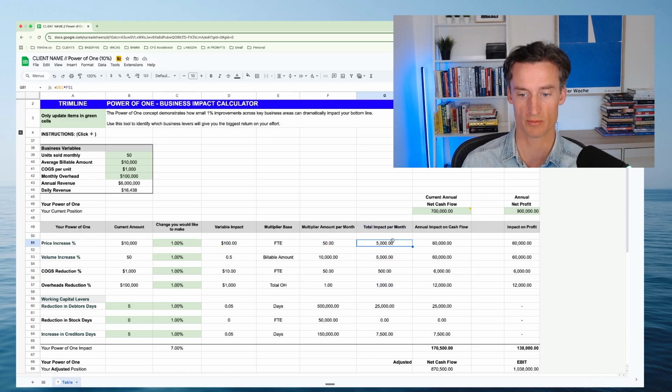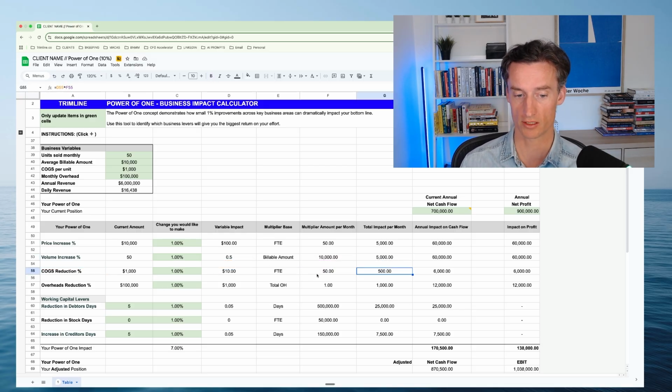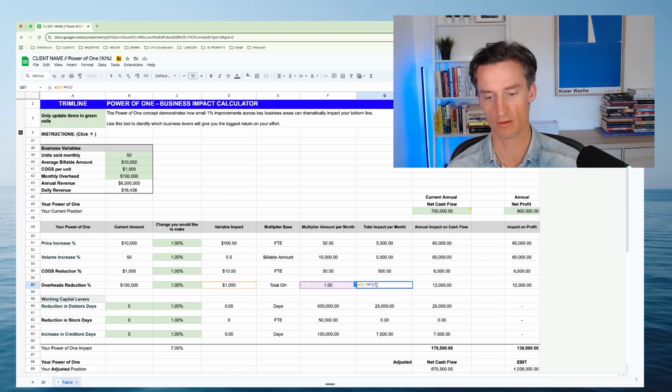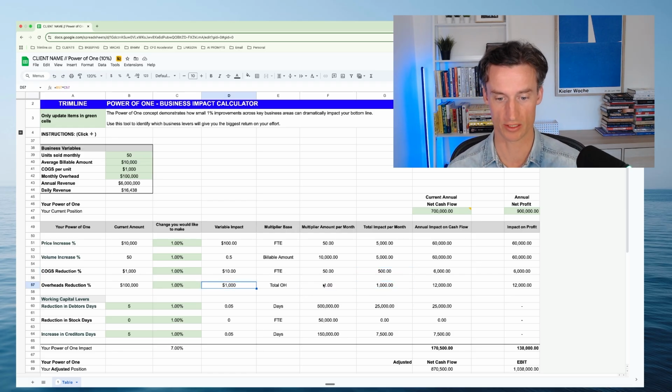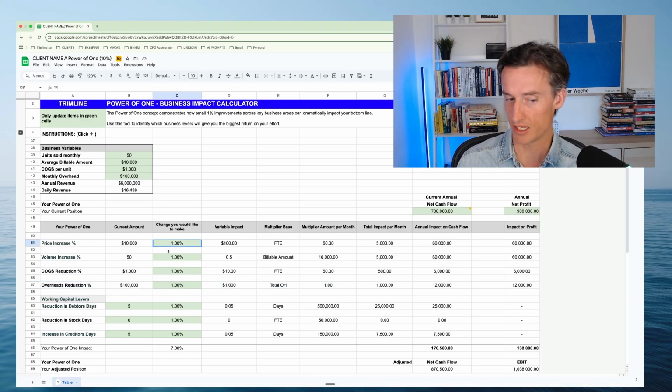So $5,000 a month if we put our prices up by 1%. If we sell slightly more of these retainers, you can see that 5K retainer is dropping. Same with COGS. COGS reduction across all of our 50 clients is $500. And then overheads is going to be that set amount. There's no multiplier effect to overhead because that's applied across the whole business. So that's only one. Again, all you have to do is throw in the green things here. Don't think too much about it. It's just what percent you think you can change, and you can see that impact per month.